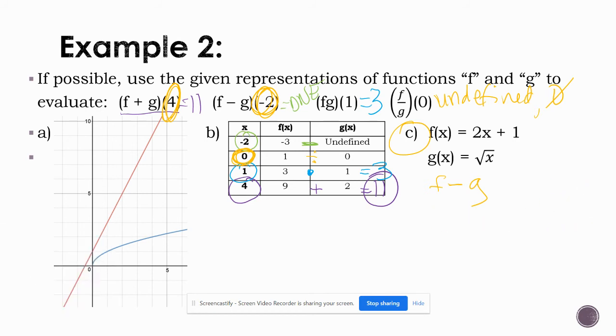For the multiplying, when x is 1, 2 times 1 plus 1, here's the f function, times the g function, which is now the square root of 1. 2 times 1 is 2, plus 1 is 3. The square root of 1 is 1, and 3 times 1 is 3.